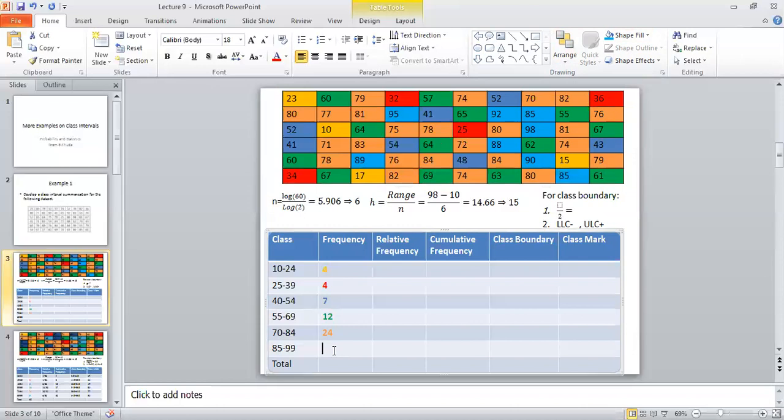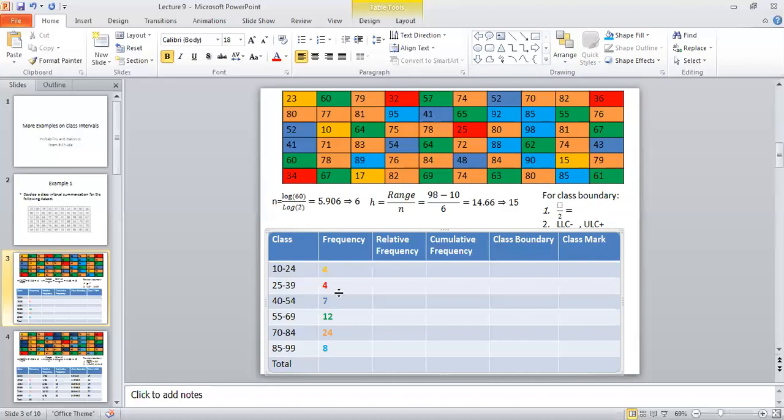And let's just see whether we're on the right track. Let's add all these frequencies and see what comes out. 4 plus 4 plus 7 plus 12 plus 24 and then plus 8. And it comes out to be 59. So we are missing something. And let's see where we are missing.